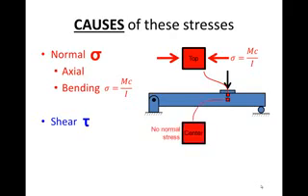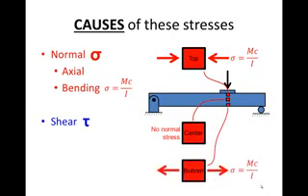The element of material in the center of the beam would have no normal stress, and the element on the bottom of the beam would have tensile stress equal to the Mc divided by I. So the bottom of the beam and the top of the beam would have the same magnitude of stress. One would be in tension on the bottom and the other compression on the top. Now let's talk about causes of shear stress.